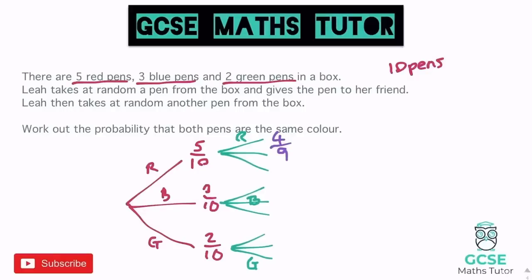Moving on to the blue branch, so down here, we have 3 blue pens in the box, so if we take one out, we've now only got 2 blue pens, and again, that's going to be out of 9. So that's the probability of getting a blue if we took a blue on the first pick. And then the final scenario down here, if we took a green on the first pick, we'd only have 1 green left. And again, there'd only be 9 in the box, so that'd be 1 out of 9. So there's the probability of getting this second colour when it's the same.